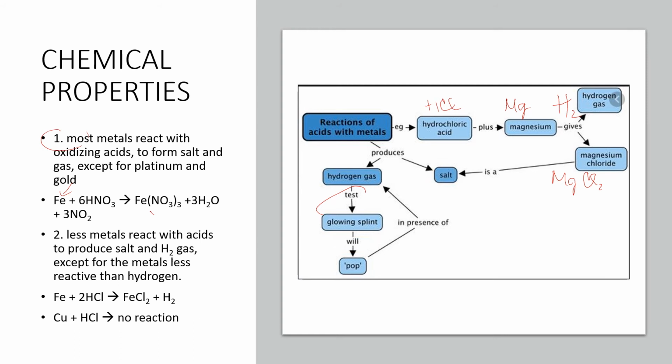For copper, because copper lies underneath the H in the reactivity series, copper is less reactive than hydrogen, so copper cannot displace H from HCl. So between copper Cu and the non-oxidizing acid HCl, there is no reaction because copper cannot reduce H plus in HCl to be H2.